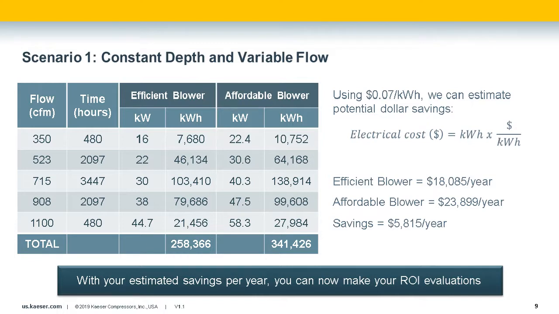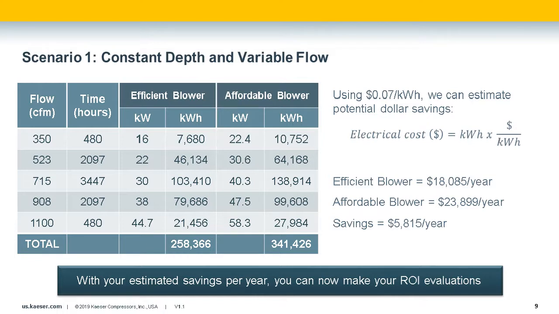This is a difference of about $5,000 per year. So over 20 years, this works out to $116,300. So the real question in all of this would be the difference in purchase price and the potential installation cost.